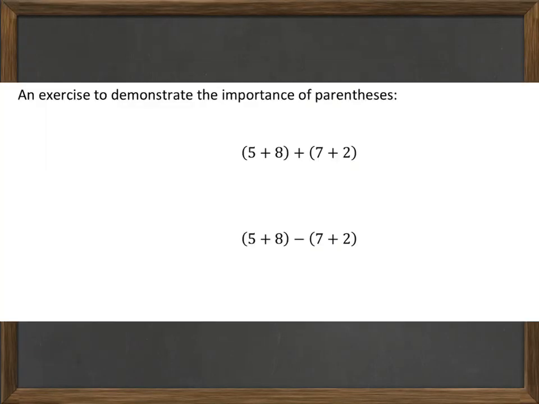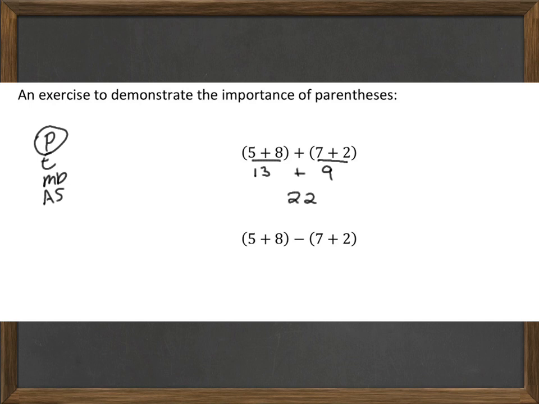Let's begin. Before we learn to add and subtract polynomials, let's do a brief review of why parentheses are so important. In these examples, we are going to be using order of operations, which is Please Excuse My Dear Aunt Sally. Remember, that tells us that anything in parentheses has to be evaluated first. So here we have 5 plus 8, which is 13, and we have 7 plus 2, which is 9. Then we would have 13 plus 9, which of course is 22.